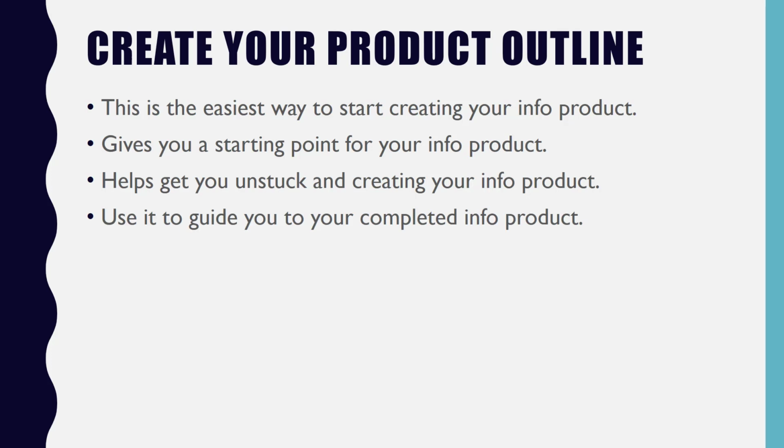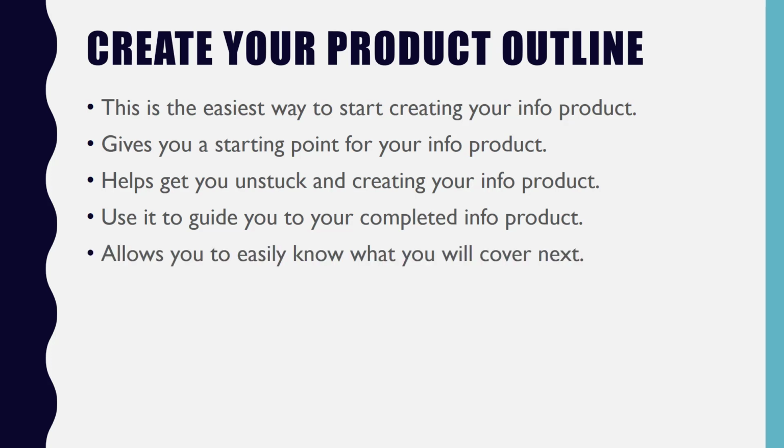And the most important reason is that this is the second lesson. There's a reason I made it the second lesson, because the first lesson was about targeting the perfect market, finding your target audience. Now that you know your target market, this product outline is going to go together a lot smoother for you. Use it to guide you to your completed info product.